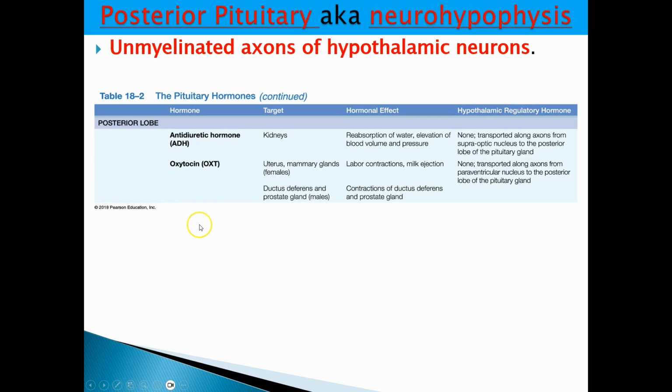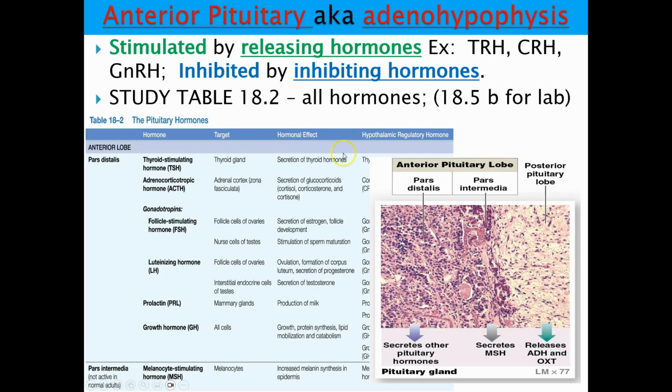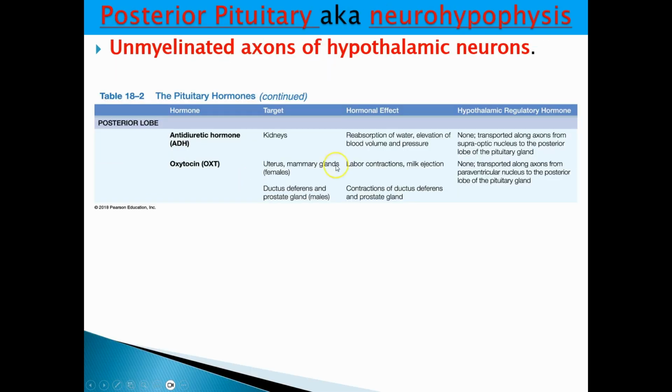All right, so then we go into the posterior pituitary. So this is the anterior pituitary. We're wrapping up with the posterior pituitary. Notice neurohypophysis, and that's because unmyelinated axons of the hypothalamic neurons end up reaching this region, and that's where they're being produced. So notice posterior lobe.